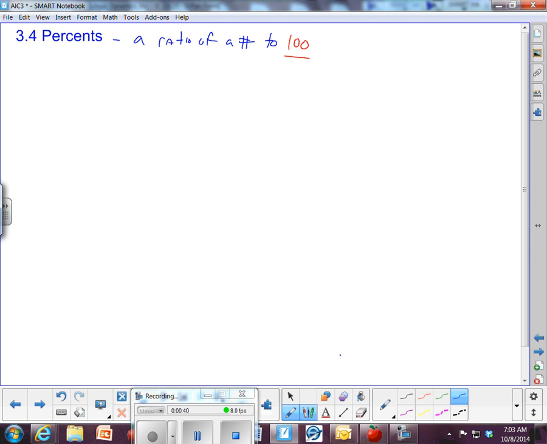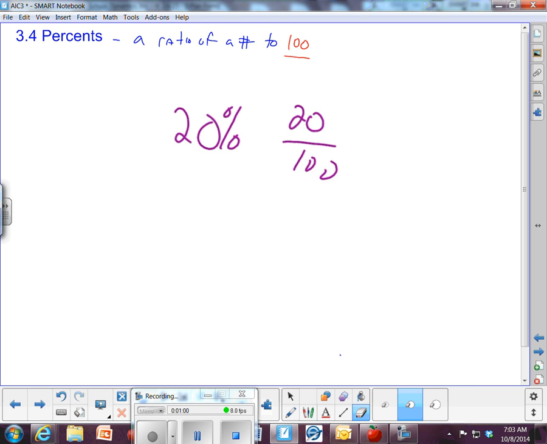When you talk about percents, you don't need to write this in your notes. You know, you're talking about 20%. What are you saying here? You're really saying 20 of 100, right? That's the concept here of percents. So what's 20%? Really 20 out of every 100.